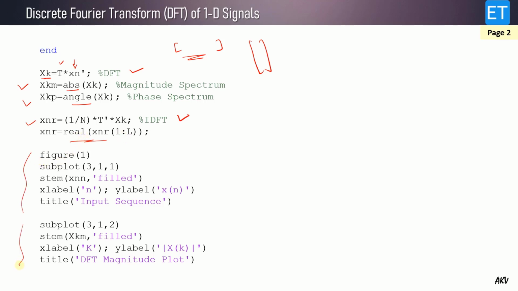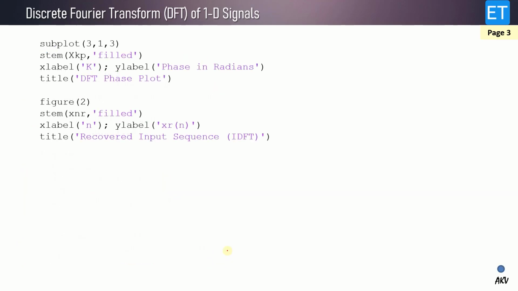And then these commands are used for plotting various signals. So this is actually my input signal. This is the magnitude spectrum, and this is the phase, and this is the recovered signal after IDFT. So this is a very simple DFT program which is capable to compute the DFT and IDFT of any sequence. So you can try this for any of your numerical problem in your textbook. It will give you the answer, and it will also plot those spectrums.